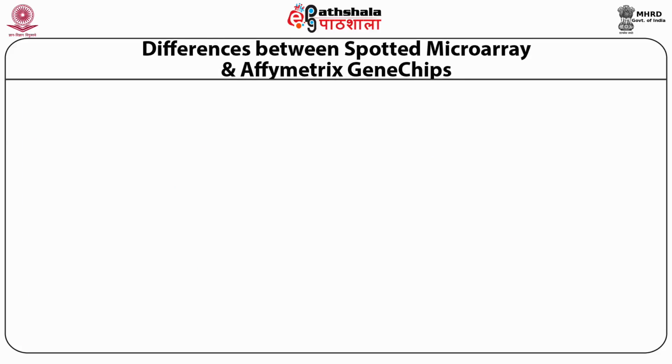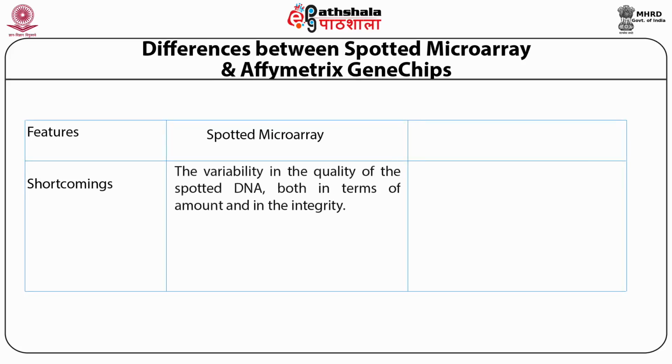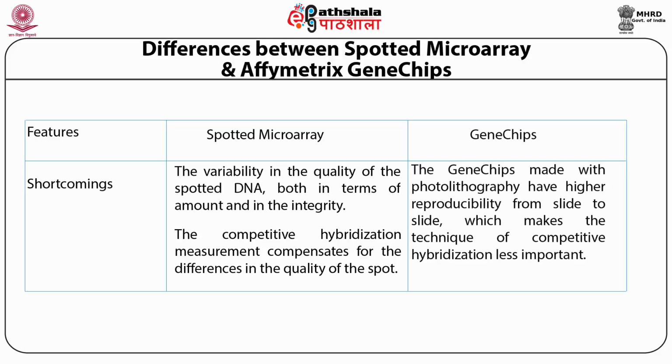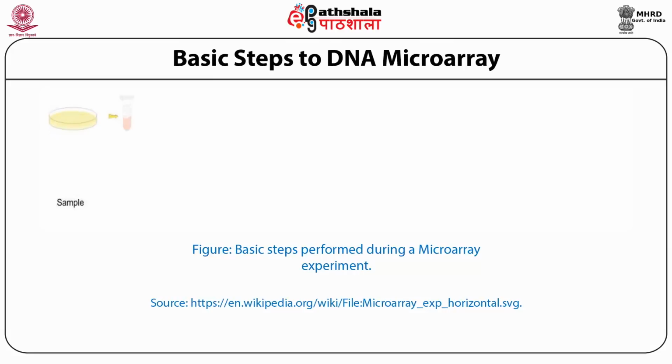If we talk about the shortcomings of the two techniques, in spotted microarrays there is variability in the quality of the spotted DNA, both in terms of amount and in integrity. The competitive hybridization measurement compensates for the differences in the quality of the spot. The gene chips made with photolithography have higher reproducibility from slide to slide, which makes the technique of competitive hybridization less important. Basic steps to DNA microarray.